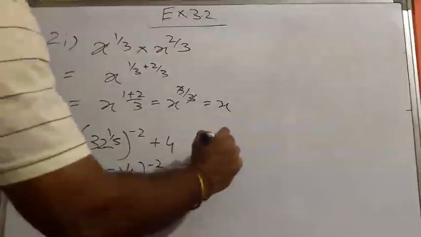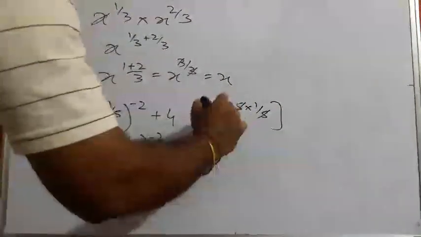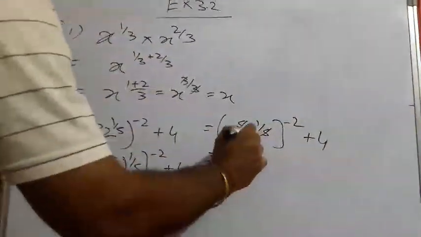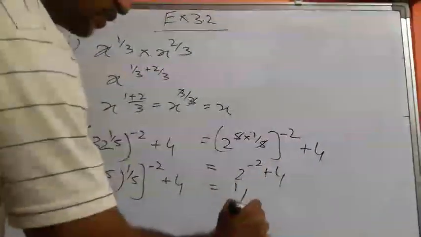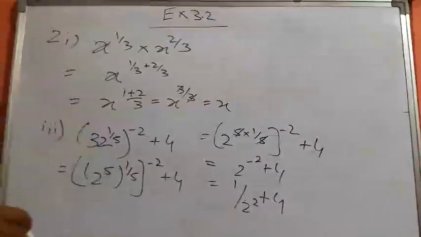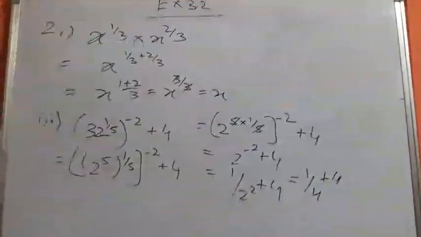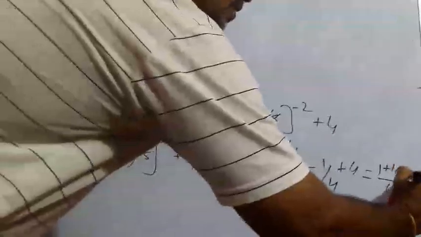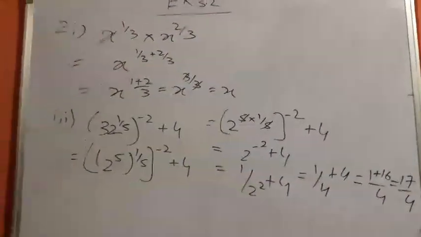So this 5 and 5 get cancelled, and outside that the exponent is minus 2, plus 4. So it gives us 2 to the power minus 2, plus 4. That is 1 upon 2 square plus 4, which gives us 1 by 4 plus 4. If you take the LCM, this becomes 1 plus 16 by 4, that is 17 by 4. Okay, so this was an important question.